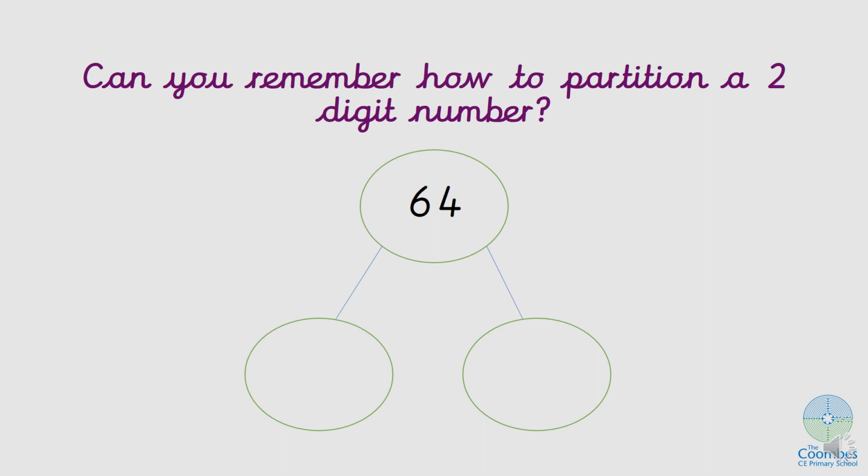So can you remember how to partition a two-digit number? With this number, we want to split it into its tens and its ones. We've got tens and ones. And when we break it off, we want to have our tens over here and our ones over here. Do you think you can remember how to do that? So we need 6 tens, which is 60, and 4 ones, which is 4. So 64 partitioned into tens and ones is 60 and 4.